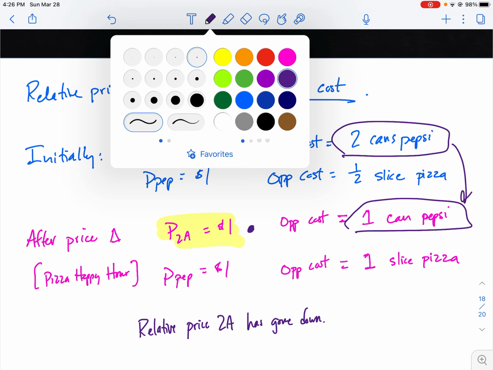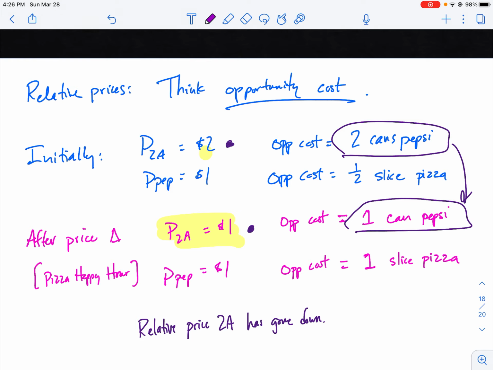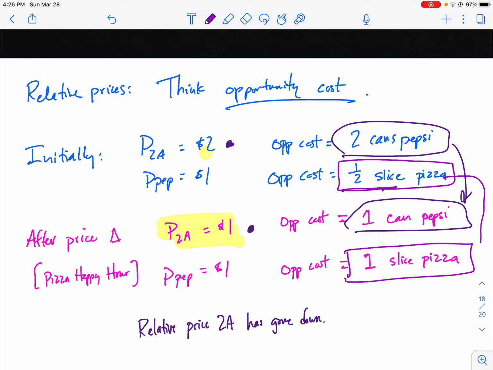What color should we use for this? We use the darker purple. Initially, every time we drank a Pepsi, we gave up a half a slice of pizza. And now, when we drink a Pepsi, we give up a full slice of pizza. So what happened to the relative price? Well, the relative price of Pepsi has gone from a half a slice of pizza to a whole slice of pizza. That's up. And this is the part you have to pay attention for.